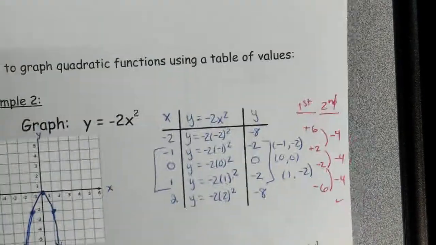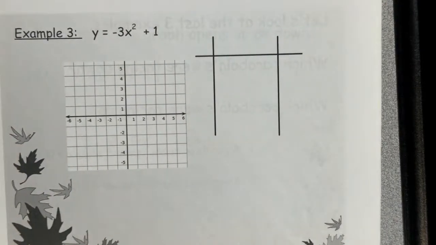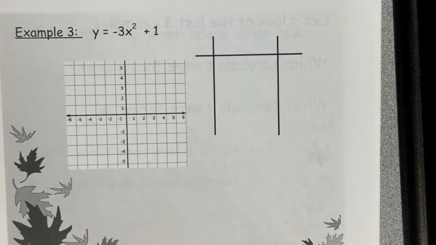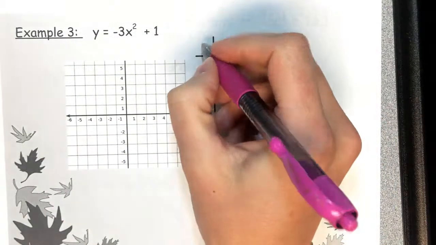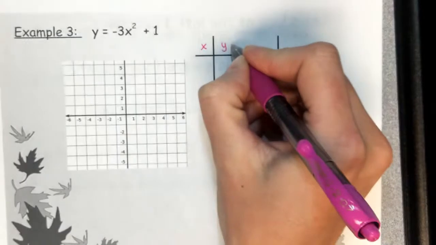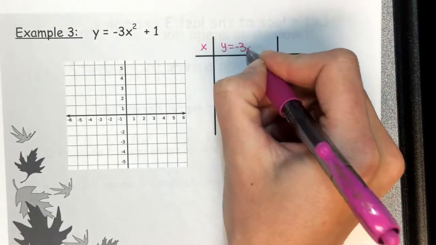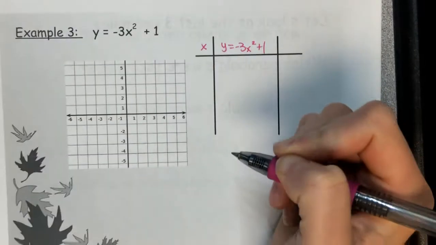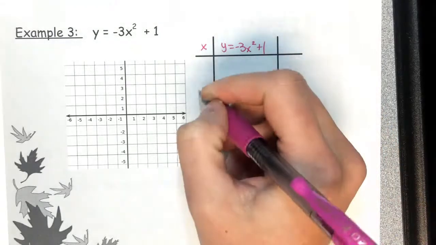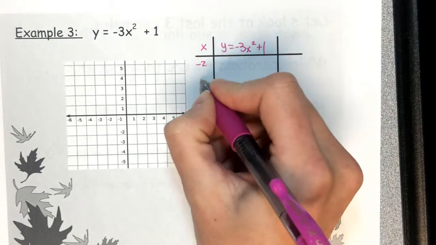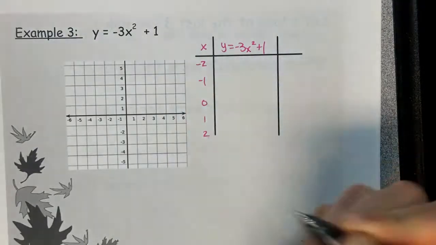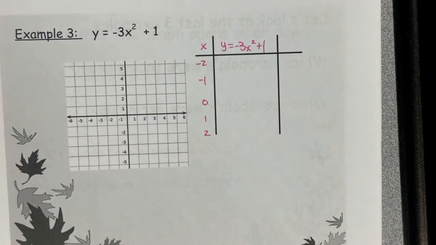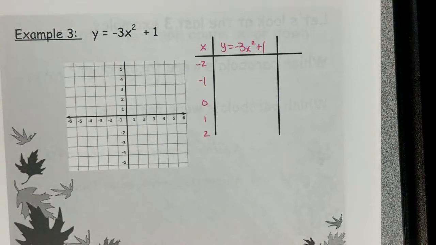Alright, moving on. Example 3, I would like you to try this on your own. Make sure you write the function, and I will put this here. I'm going to give you the x values of the same: negative 2, negative 1, 0, 1, and 2. So I would like you guys to do this.